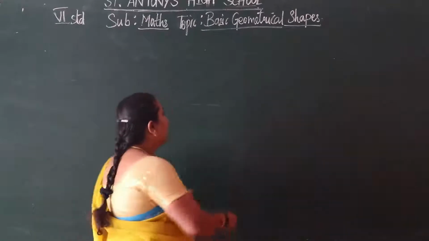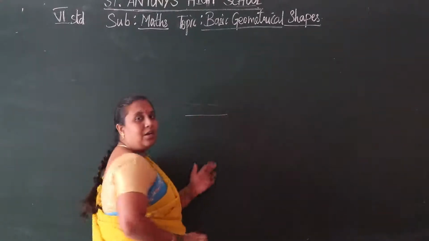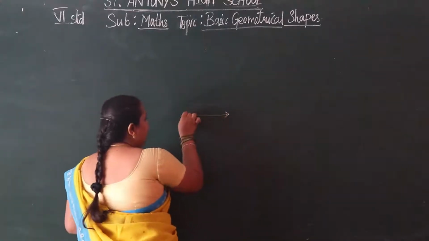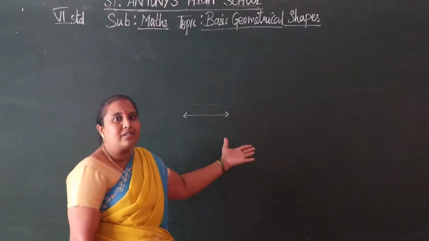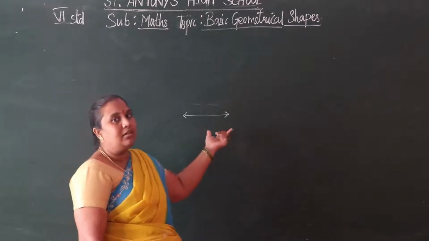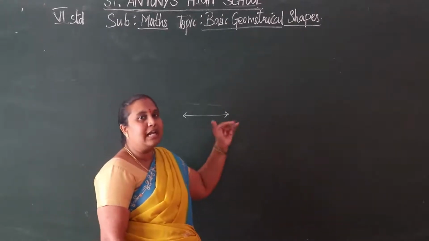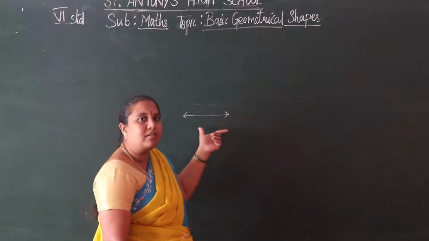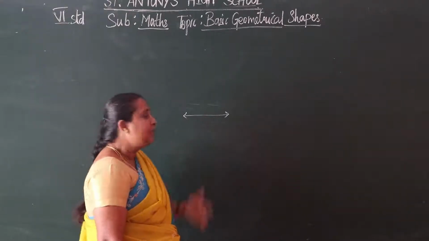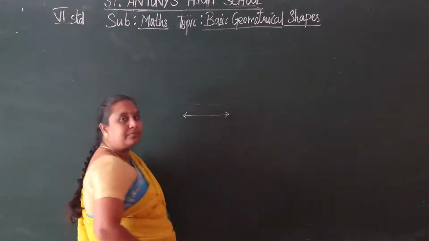Is it right? So this is a straight line. Both the sides have arrow marks. Without arrow marks, having an end point, we can say that is a line segment. Both the sides having arrow marks means we can say it is a line. So this is a straight line.